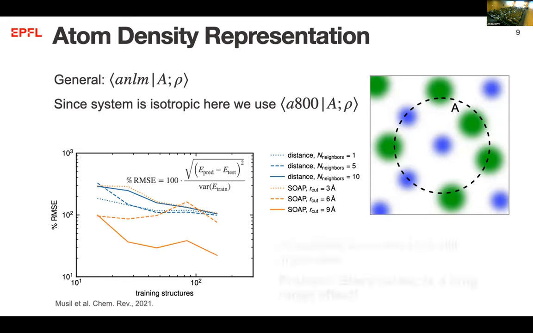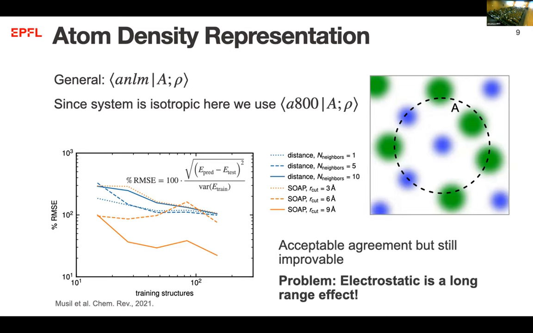And okay, I wrote the acceptable agreement, but there is a problem: electrostatics is a long-range effect. So even if you increase your cutoff, you will never be able to learn this perfectly because you have this 1/r tail. How can you solve this? Is there a way around?